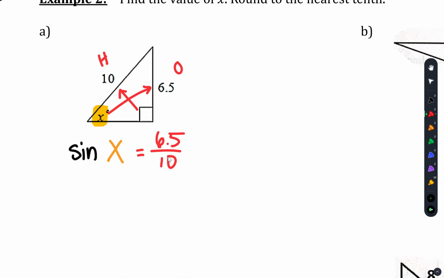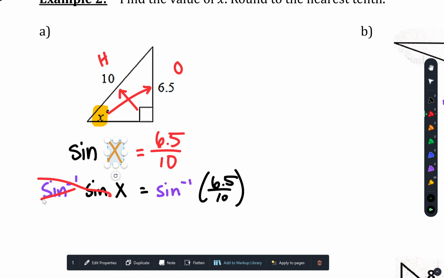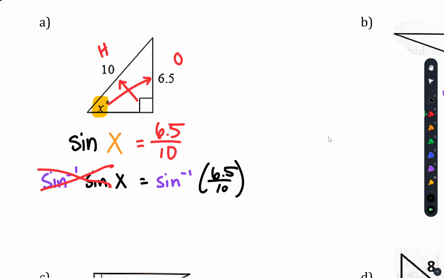After we get this setup step, the next step is to get rid of this sine because I want the x to be by itself. So to get rid of the sine, I'm using inverse sine, and I'm going to do it to both sides. Sine inverse of sine x equals sine inverse of this side, which was 6.5 over 10. That sine inverse cancels out the sine, so all I'm left with is x.